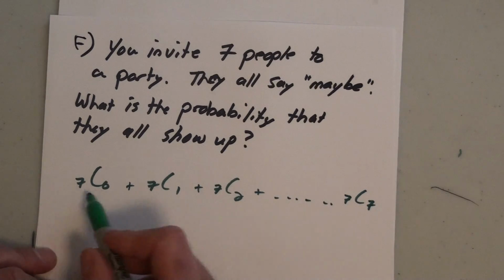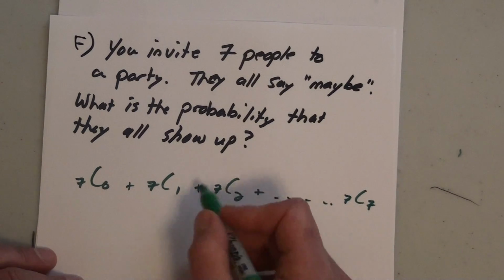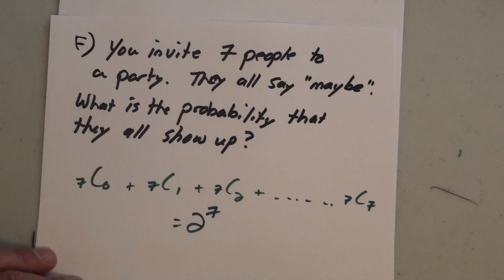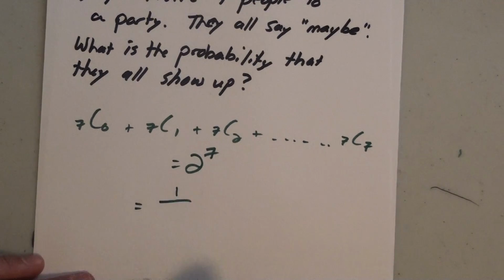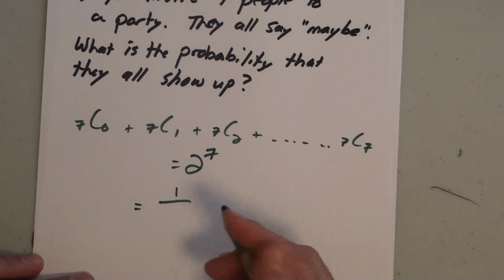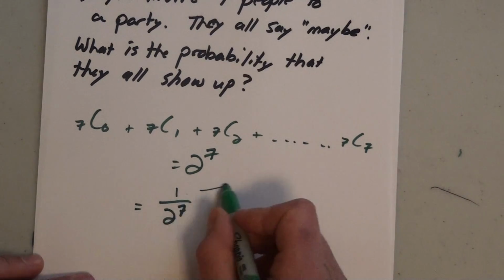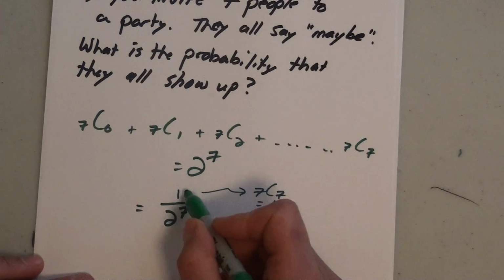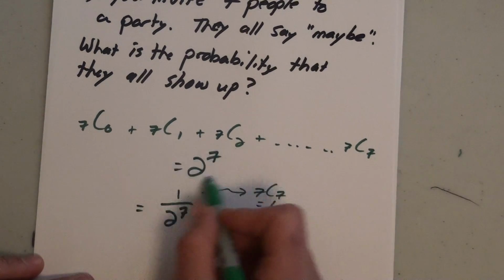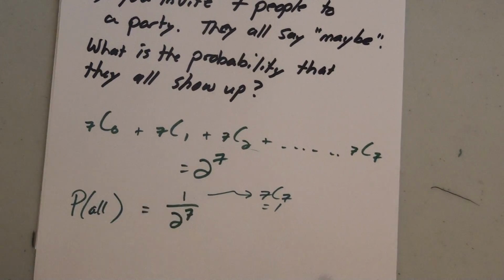Now, you know this is the 7th row of Pascal's triangle, and the sum of the 7th row of Pascal's triangle gives you 2 to the exponent of 7 for all the different scenarios. So what's the probability that they all show up? Well, there's only one way that they all show up, and that's them actually all arriving, over that 2 to the exponent of 7. Now that one scenario is 7 choose 7. 7 choose 7, you put it in your calculator, is 1. So 1 out of 2 to the exponent of 7, which is the sum of that 7th row of Pascal's triangle, is your answer for the probability of them all showing up.